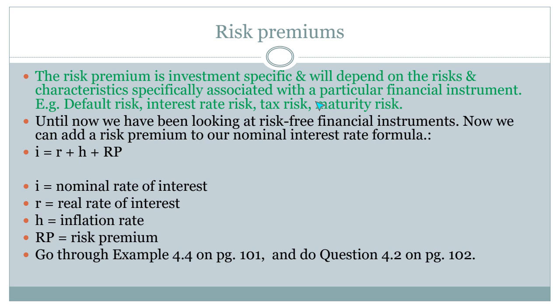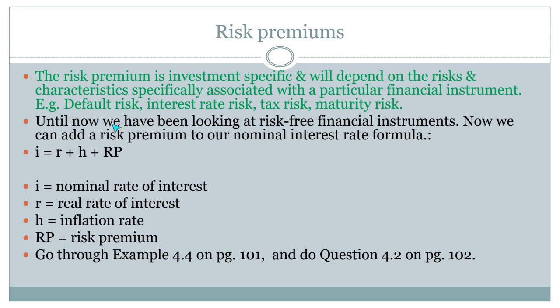The last one, which is important, is the risk premium. So the interest formula that we looked at previously was just nominal rate I is equal to R, the real rate, plus H, which is inflation. But now we are going to add to that a risk premium. Remember, Learning Unit 3 was all about risk and return.